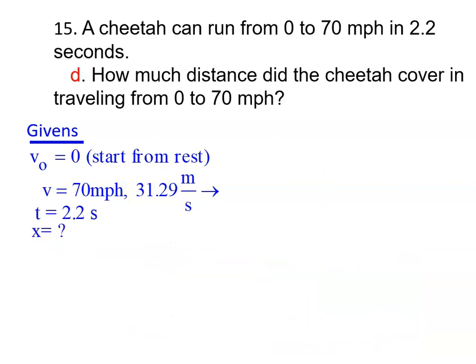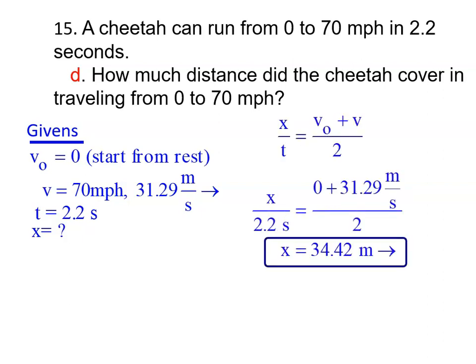So how much distance did the cheetah cover in that 2.2 seconds of going from 0 to 70? Well, we can use any of a number of equations for that because now we know the acceleration. So let's just use an easy one, the v average equation. Delta x over delta t is (v naught plus v) over 2. So solve for x, and you get 34.42 meters.